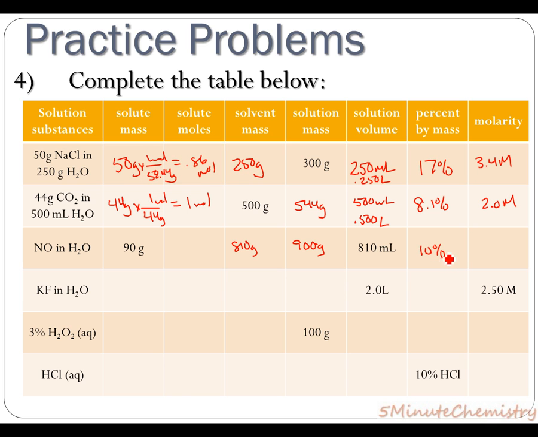Now I'm going to have to find moles in order to get molarity. So 90 grams. Nitrogen monoxide has a molar mass of 30 grams per mole.